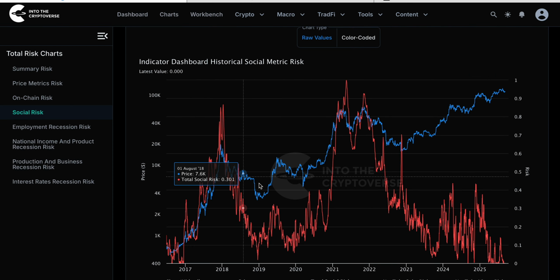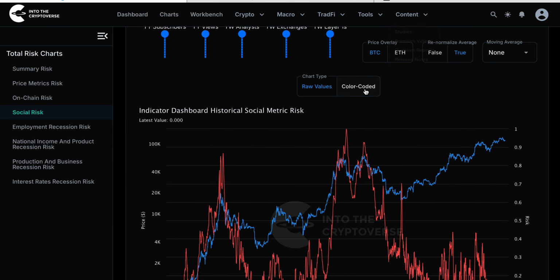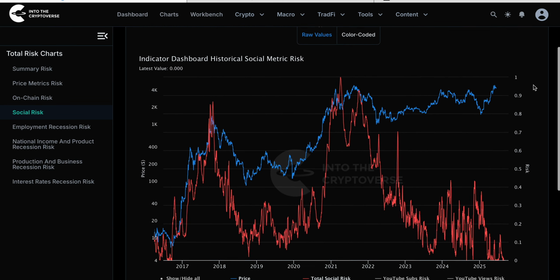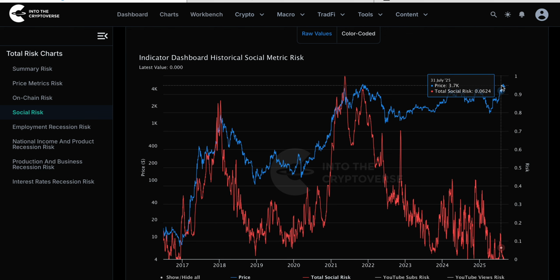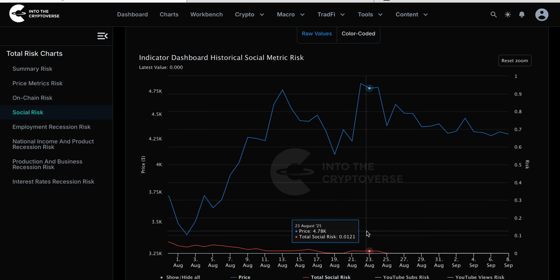But it's not a good sign for the long term, because it's not a top. It's not the cycle top. That's what we can say right now. There's no chance we have seen the cycle top here. You can see Ethereum, guys, all-time high here. The social metric score, look at that, is at an all-time high on the 22nd of August. Ethereum's social metric score is at 1.2%, guys.